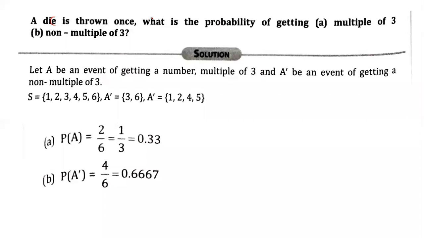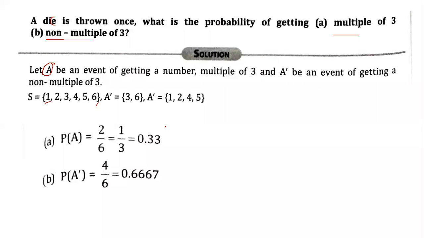Now, if you analyze here, one is a positive question, the other one is a negative question, non-multiple of 3. Okay, so first let us define the possible outcomes. Let A be the event of getting a number that is a multiple of 3, and A dash is the other event of getting a non-multiple of 3. Now the sample space: when I roll a dice, it will have 6 numbers, from 1 to 6.